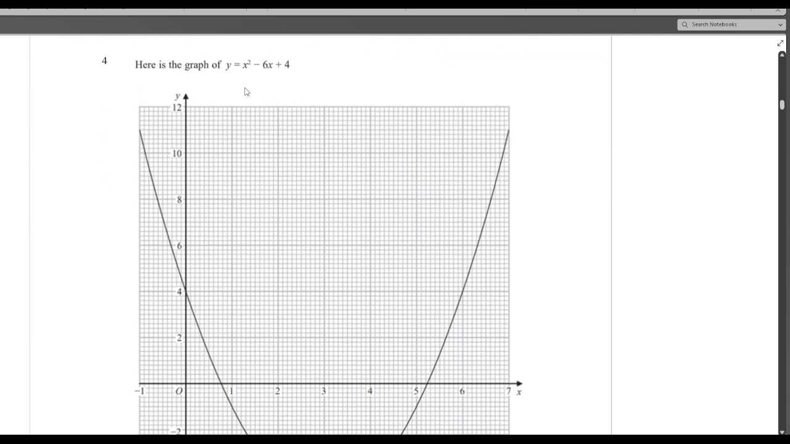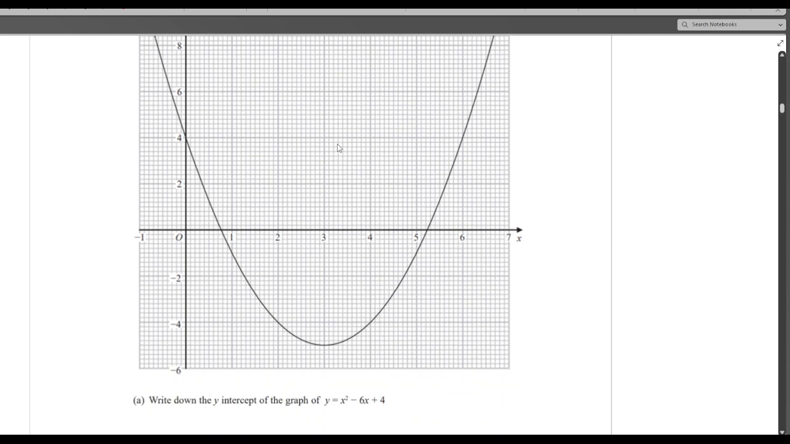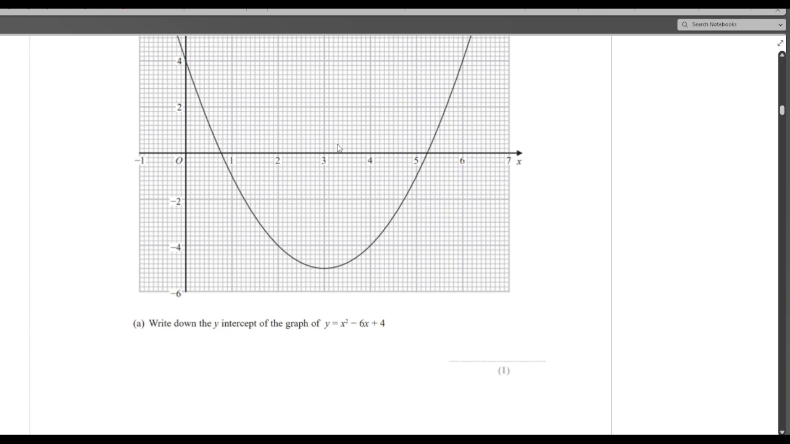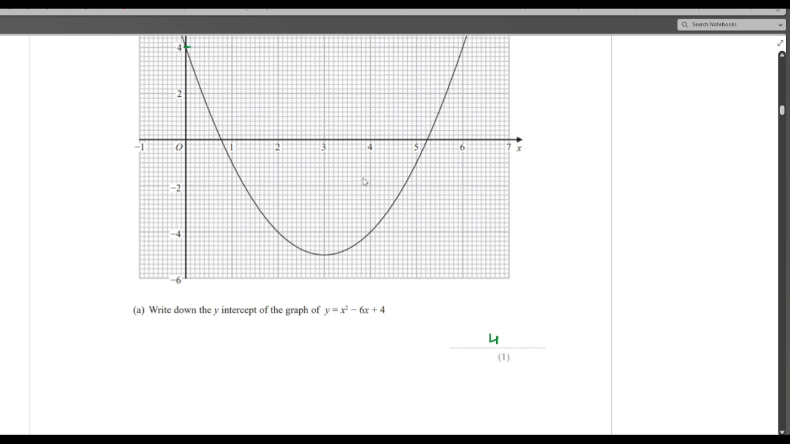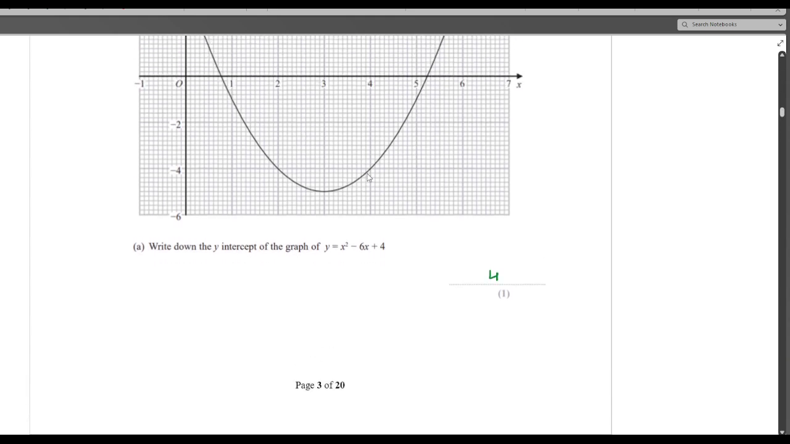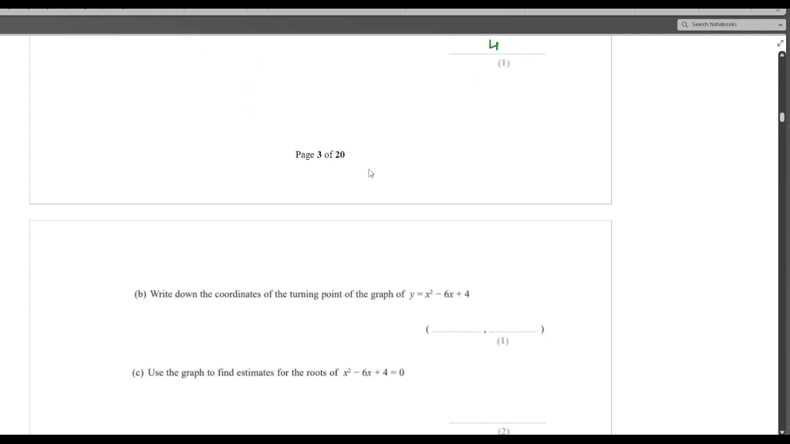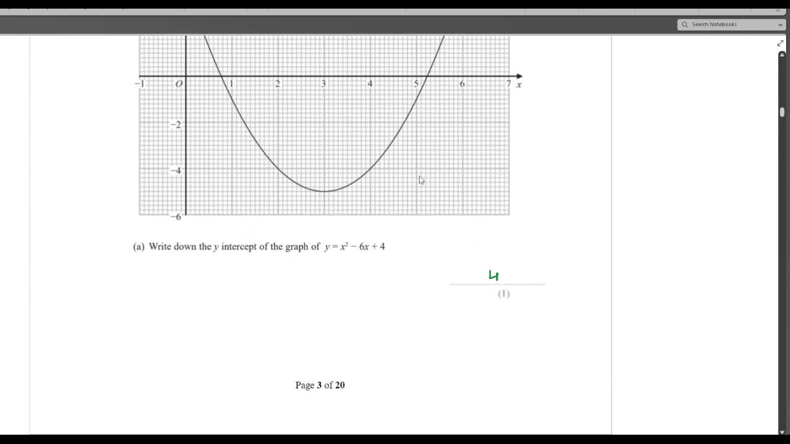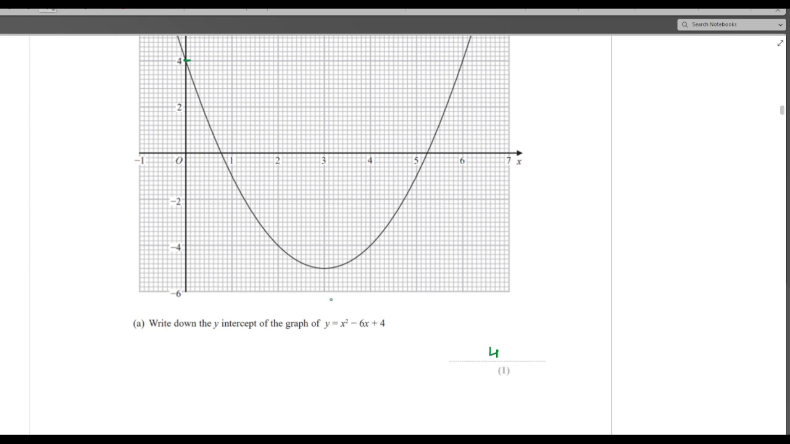Here is a graph of y is equals to x square minus 6x plus 4. Write down the y-intercept of the graph. Now y-intercept means where it is cutting the y-axis. So this 4 is your y-intercept. So here the y-intercept of the graph is 4. Now without looking at the graph also you can write it. If you substitute x as 0, you will get the y-intercept.